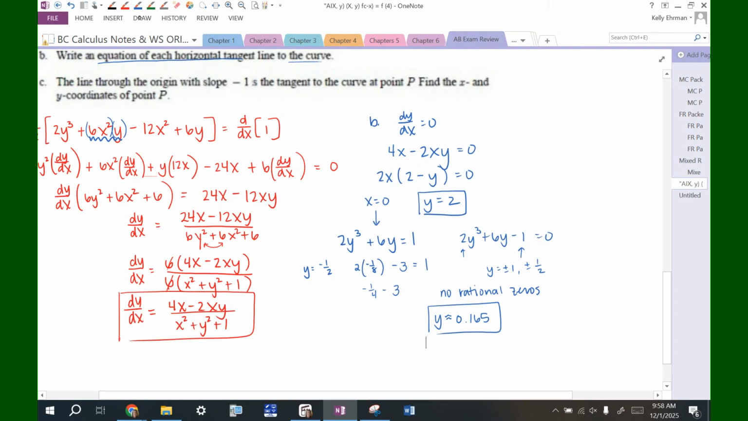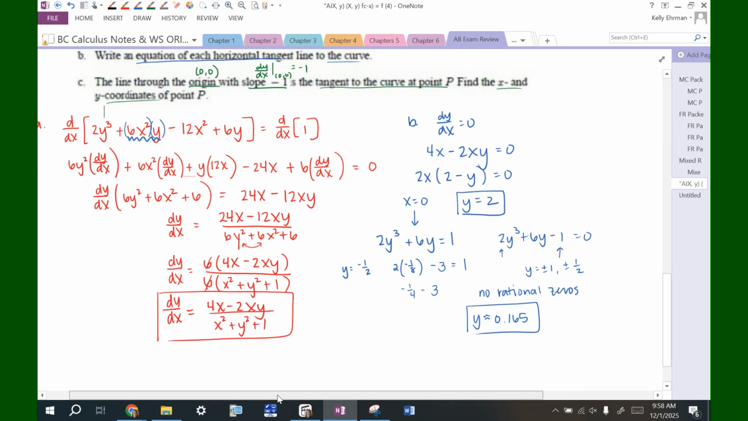And then part C, the line through the origin with a slope of negative 1, so dy dx at 0, 0 equals negative 1, is tangent to the curve at point P. Find the x and y coordinates of P.